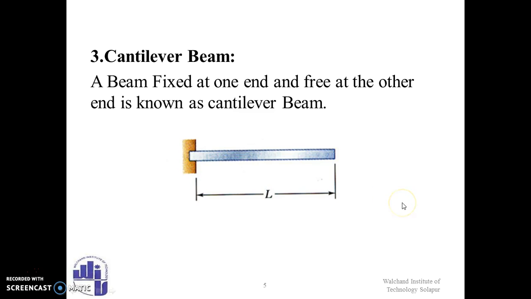Next one, cantilever beam. If you observe this figure, the beam is fixed at one end and free at the other end. There is no support at the free end. Such types of beams are called cantilever beams. Sometimes a prop cantilever beam is also present, where one end is fixed and at the other end a simple support is there. This is called a prop cantilever beam. So the basic fundamental regarding a cantilever beam is that one end is fixed and the other is free from support.